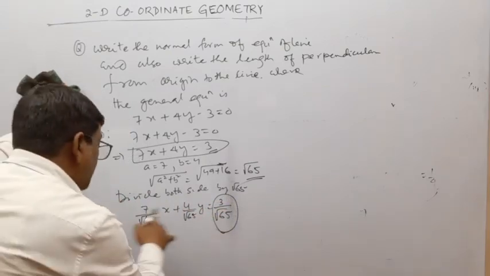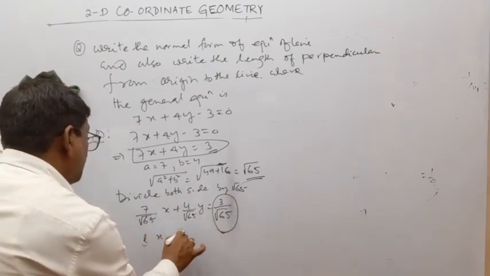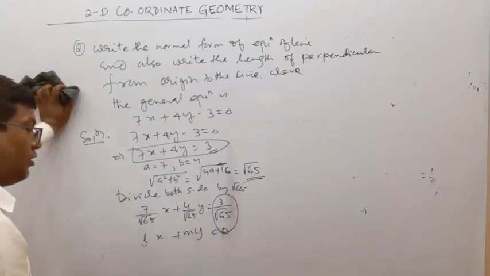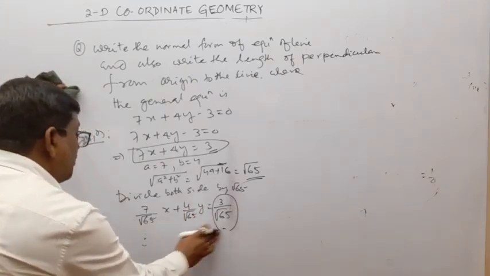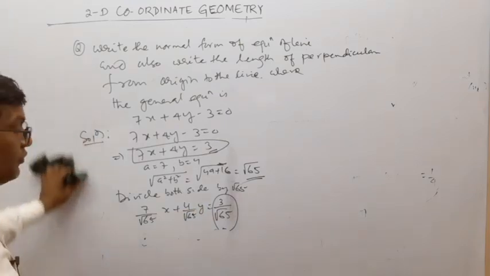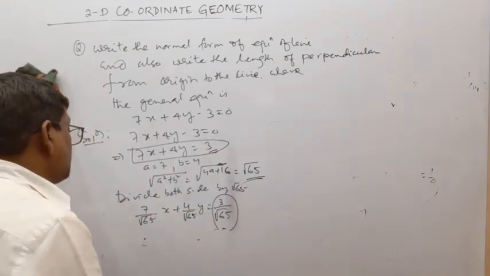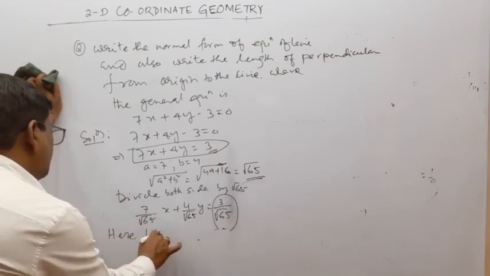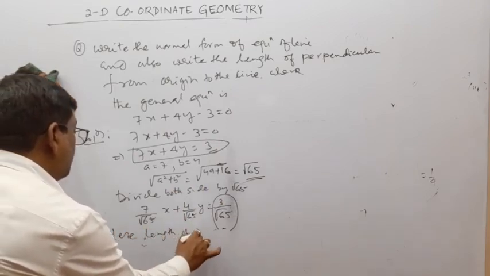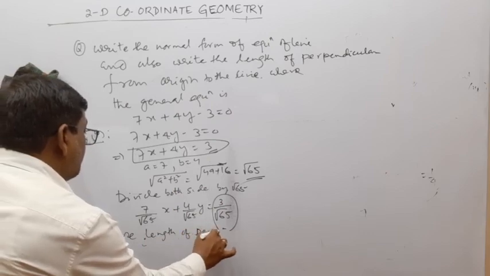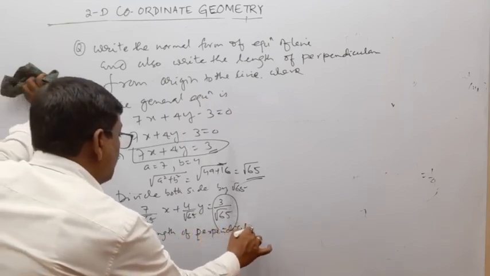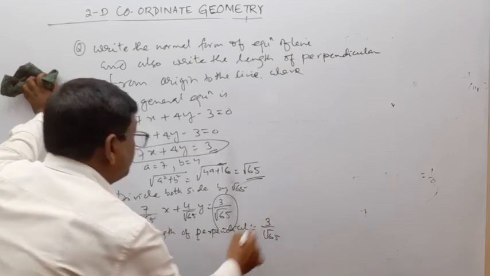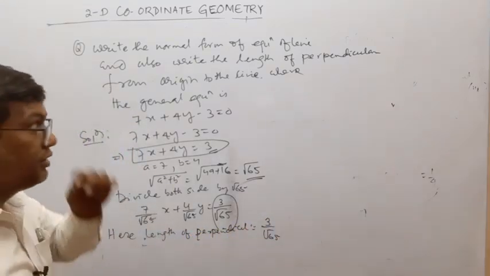The right-hand side constant is the length of perpendicular. The form is x cos alpha plus y sin alpha equal to p. Here the length of perpendicular is equal to 3 by root over 65.